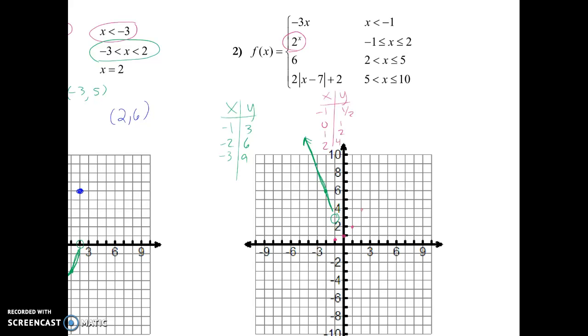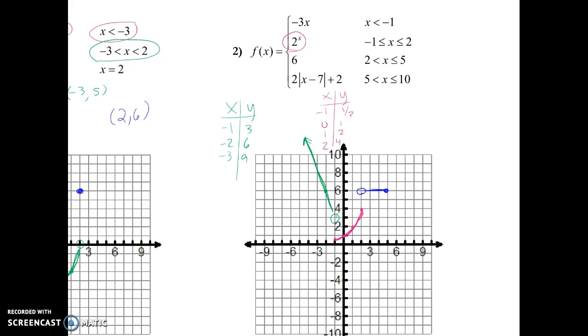And a solid circle here. So this little snippet like that. And then now we're going to have a constant piece from 2 to 5. So from 2 to 5, we're going to have a y value of 6, open circle here, closed circle here.